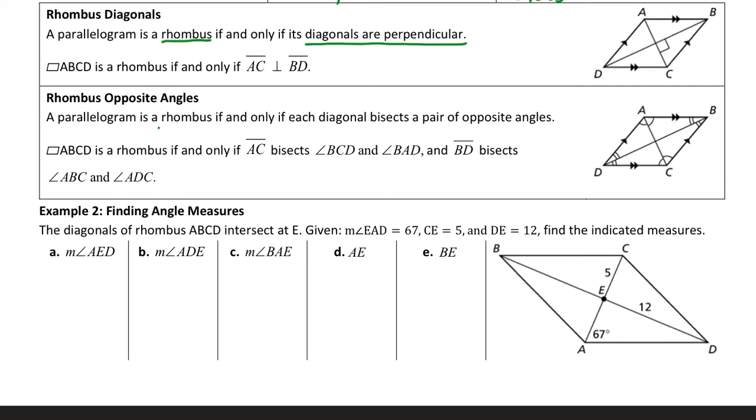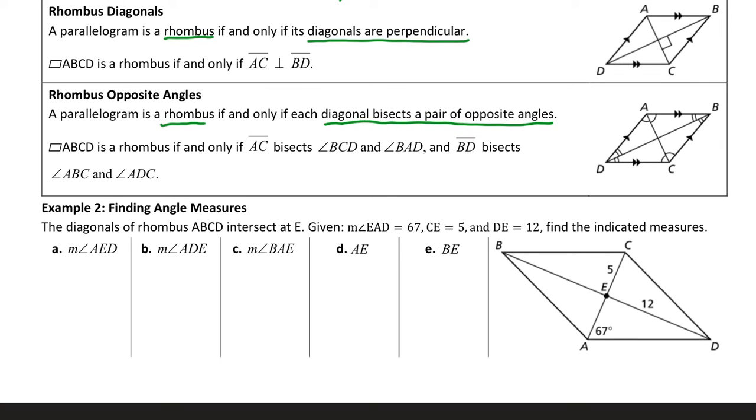The opposite angles of a rhombus: a parallelogram is a rhombus if and only if each diagonal bisects a pair of opposite angles, which means the diagonals bisect each angle. So in this rhombus to the right, A and C are the same measure and they're being bisected. B and D are the same measure and they're being bisected. So we're going to get some practice finding measures of angles inside of a rhombus. We have to remember some important features of a rhombus.